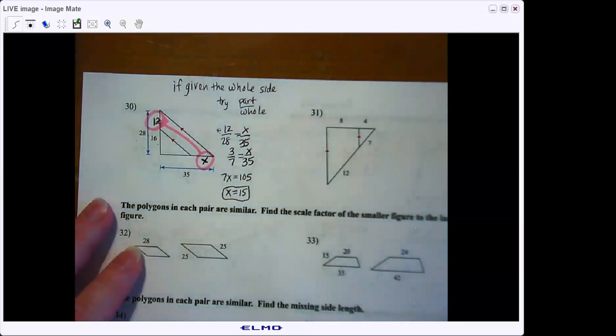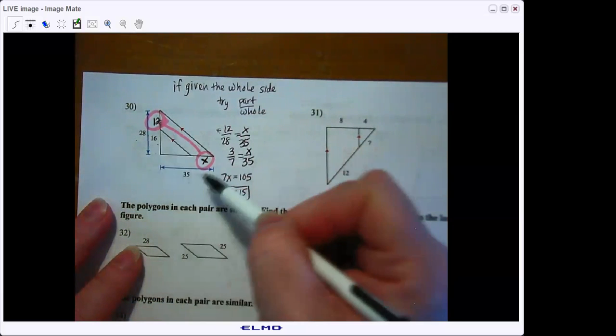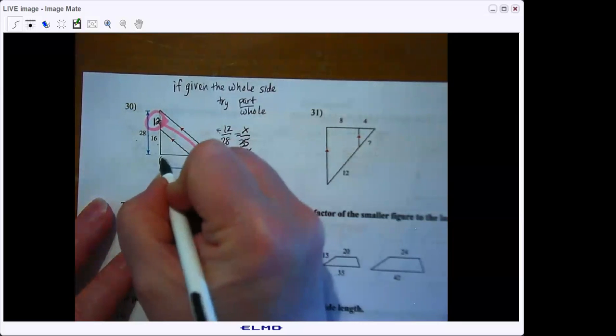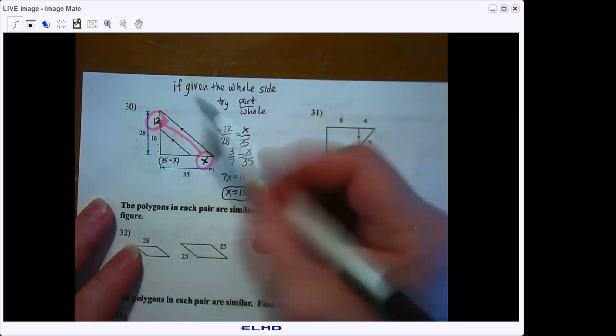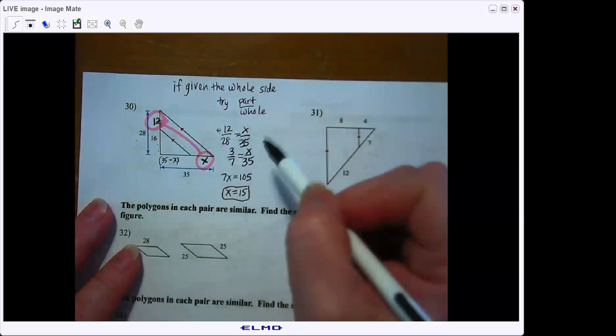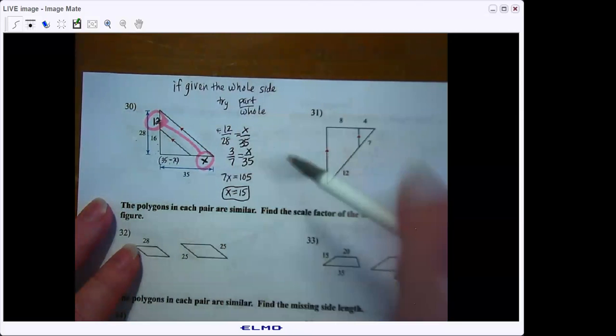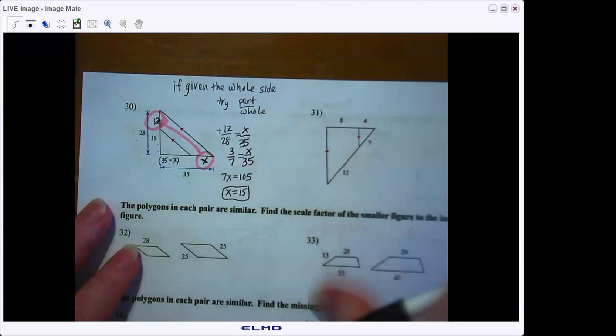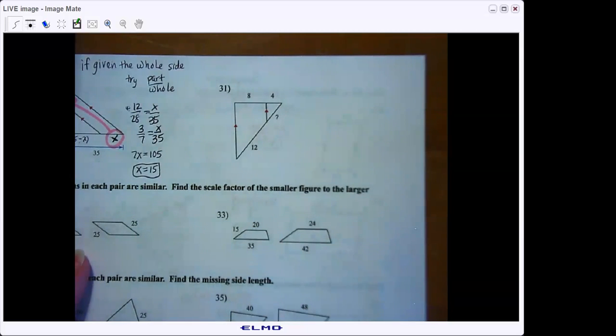So put in the chat box, so number 31. Well, before I do that, we could have actually done part to part on here as well. If I called this 35 minus x, I could have said 12 to 16 and x over 35 minus x. So there are different ways, but I think we like the part to whole on this, but you're free to do it either way. Okay. So for number 31, go ahead and put in the chat box what the fractions would look like that you would use to set it up. There are like 4 different fractions. So go ahead and put in the chat box what it would look like.